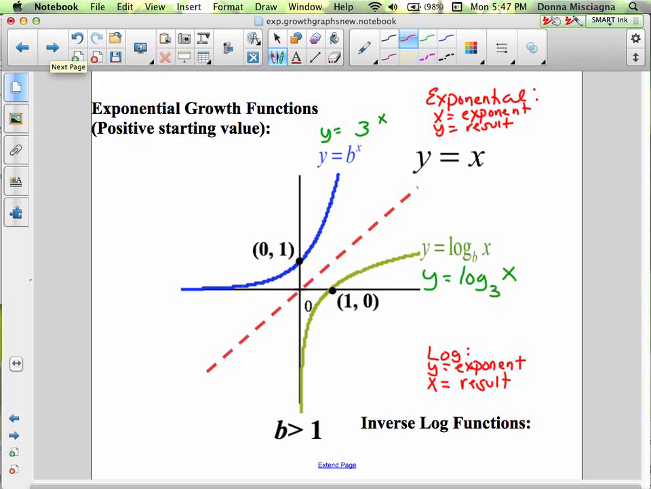So if an exponential function is y equals 3 to the x, the inverse of that would be y equals log base 3 of x. So y equals 3 to the x and y equals log base 3 of x are inverses of one another. They undo one another.